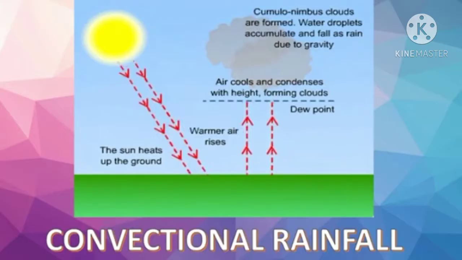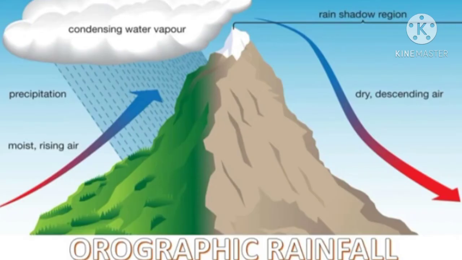Convectional rain is experienced throughout the year in the equatorial and the tropical regions in the afternoons. When the rays of the sun heat up the land surface, the air near the surface gets heated up. It rises in the form of convectional air currents. These currents attain a great height. Water vapor in these currents condenses very quickly at the height and a heavy rainfall occurs. This is called convectional rainfall.